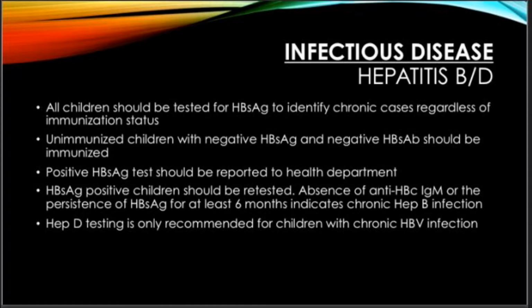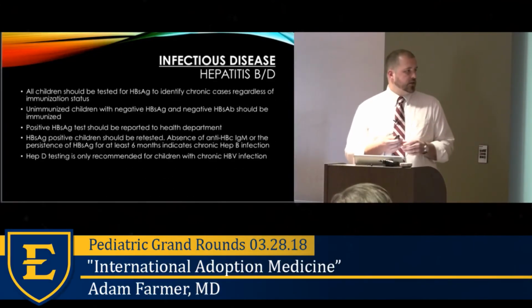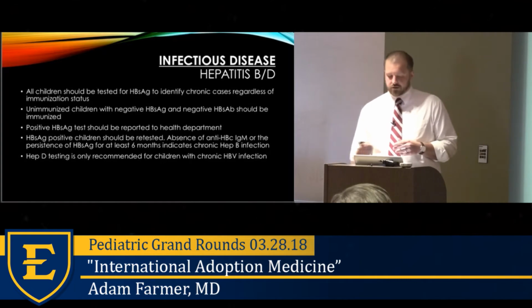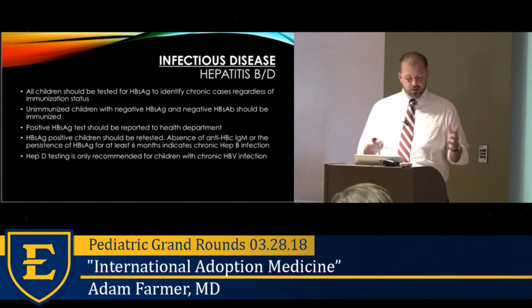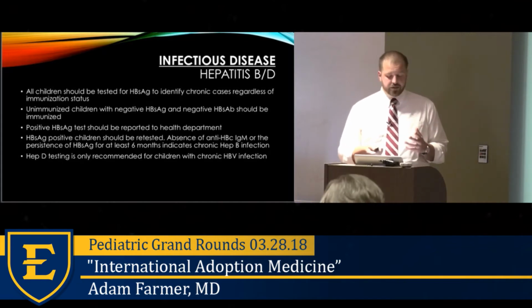For hepatitis B, all children should be screened for hepatitis B as well with the hepatitis B surface antigen, looking for chronic cases. Unimmunized children with a negative surface antigen and negative surface antibody should be immunized. Positive hepatitis surface antigen tests should be reported to the health department. And again, hepatitis B surface antigen positive children should be retested.